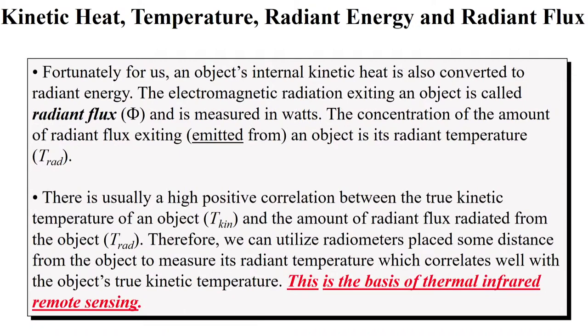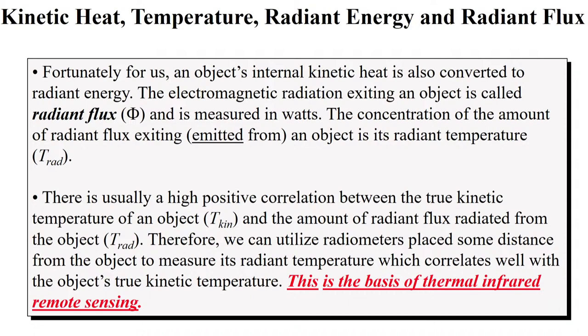Fortunately for us, an object's internal kinetic heat is also converted to radiant energy. The electromagnetic radiation exiting an object is called radiant flux and is measured in watts. The concentration of the amount of radiant flux exiting an object is its radiant temperature. There is usually a high positive correlation between the true kinetic temperature and the radiant temperature. So radiant temperature is represented by T radiant.